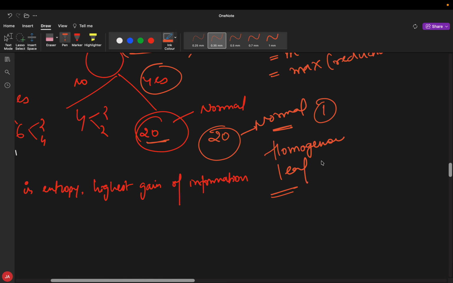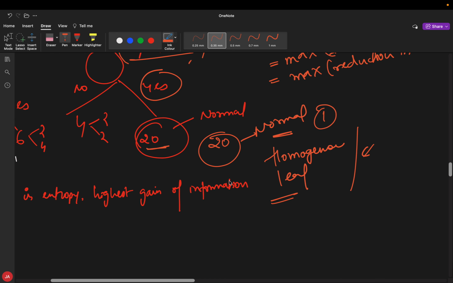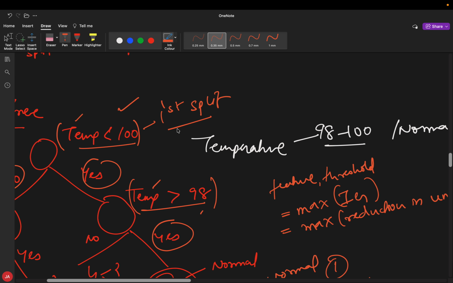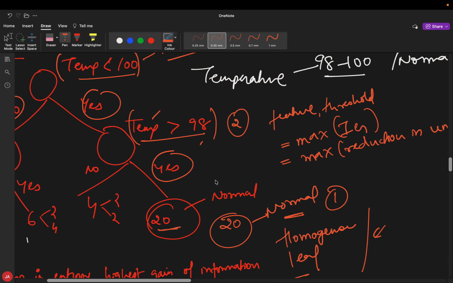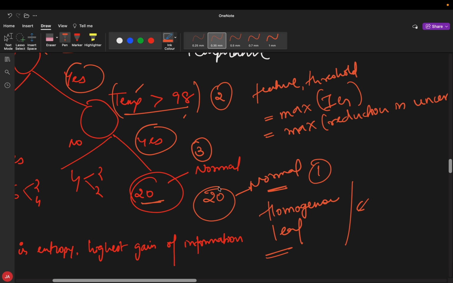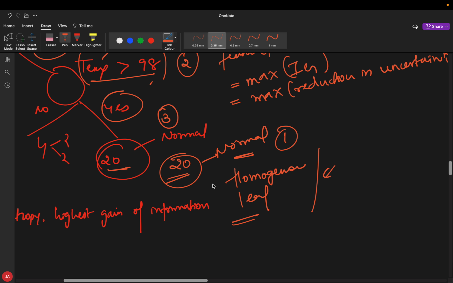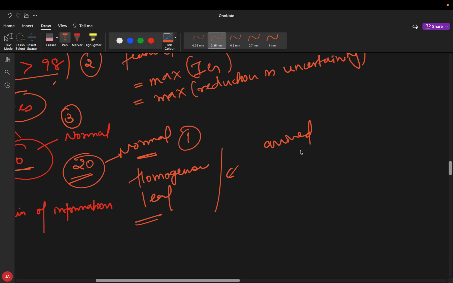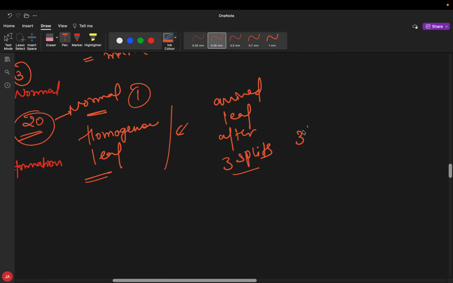So the model focuses on splitting the data such that the leaf nodes are homogeneous, because the leaves are responsible for making the prediction. Let's say this is level 1, this is level 2, and this is level 3. So in 3 splits we have arrived at a leaf node. 3 splits is nothing but just the 3 conditions.